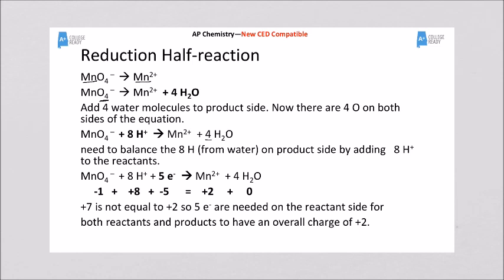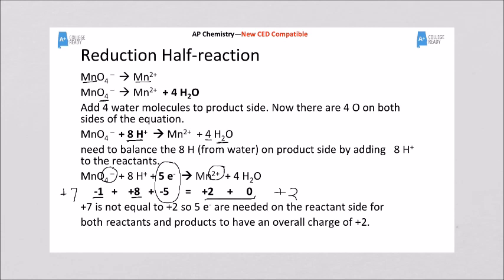So now I see I have four waters, which is eight hydrogens on this side. So I've been instructed to add 8H+ to the other side. Now they're balanced. Okay, once we've done those steps, our next step is to balance charges by adding electrons. So notice, before I've added these electrons, permanganate had a -1 overall charge, and I had eight positives from the hydrogens. On the product side, I had +2 from the manganese ion and water is 0. So this side was overall +2, and before I add electrons, this side was overall +7. So as you can see, +7 doesn't equal +2. I need electrons. This is why I chose to add 5 electrons. That makes both sides +2. And now I've balanced that half reaction.